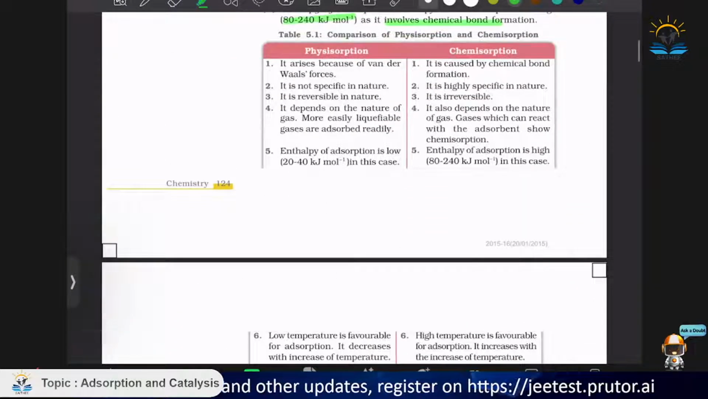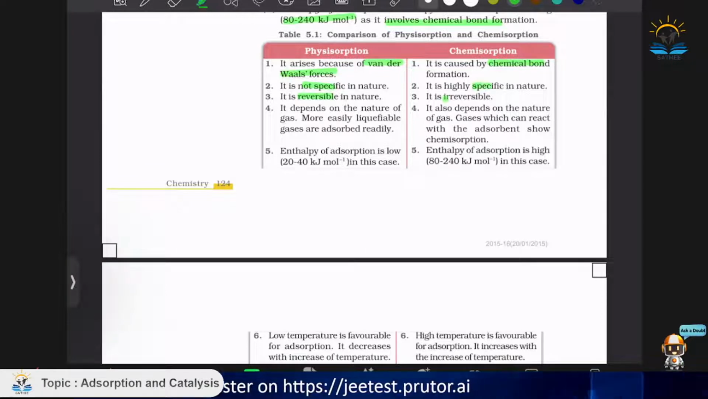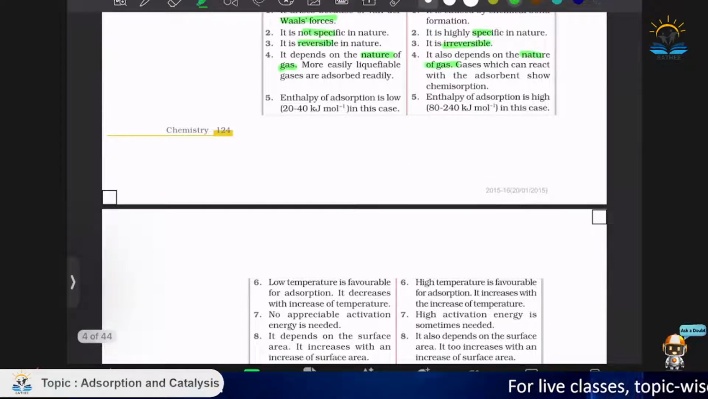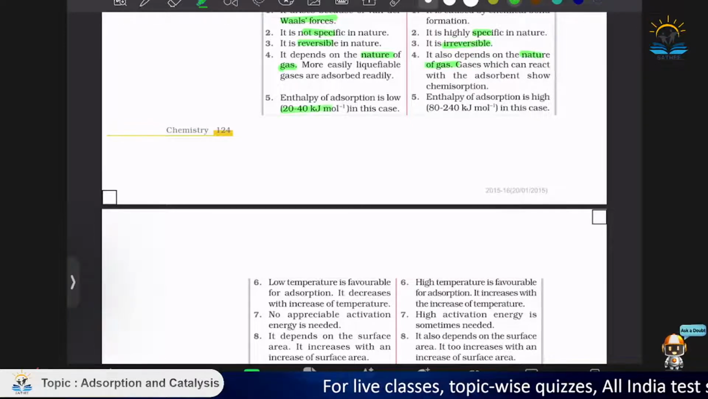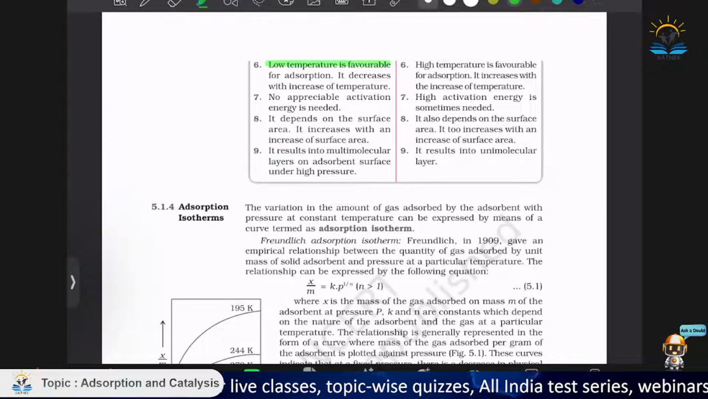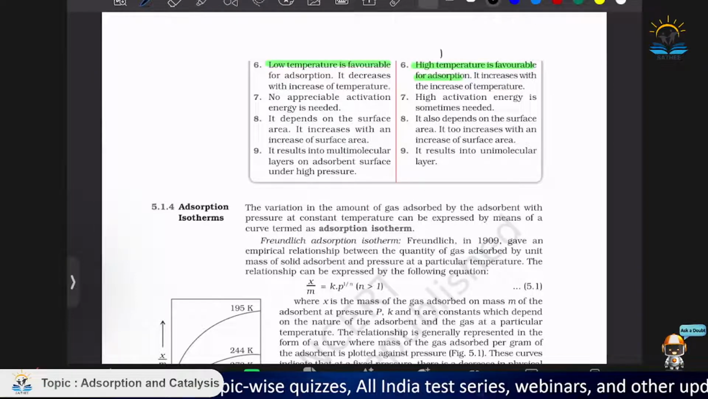Let us see some direct differences. Physisorption is due to van der Waals forces, chemisorption due to chemical bond. Physisorption non-specific, reversible, chemisorption specific and irreversible. Physisorption depends on the nature of gas. Again, gases which can react, only they can be chemisorbed, whereas in physisorption, liquefiable gases are adsorbed readily. Now enthalpy is low in physisorption, enthalpy is high in chemisorption. Then low temperature is favorable for physisorption, high temperature is favorable for chemisorption, but not too high.